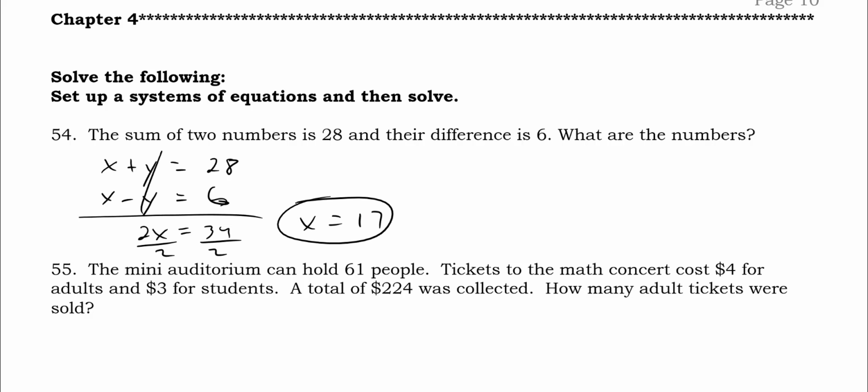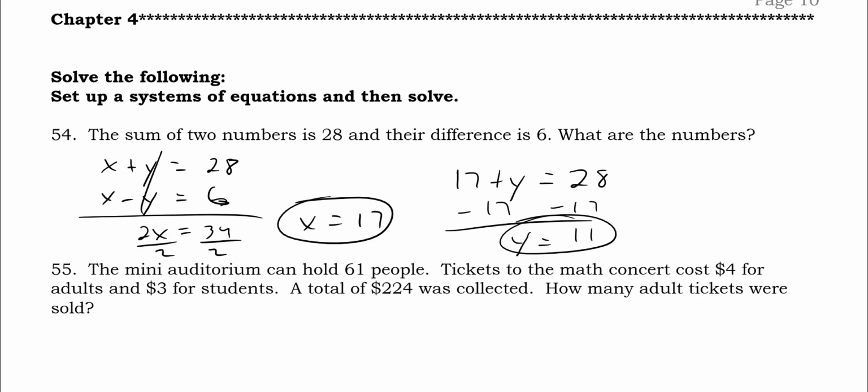Okay, so 17 is one number, and then you plug it into one of the other equations. So we'll plug it into the first one. So 17 plus y is equal to 28. Subtract 17 from both sides. So y is equal to 11. So there's your two numbers, 17 and 11. Okay?